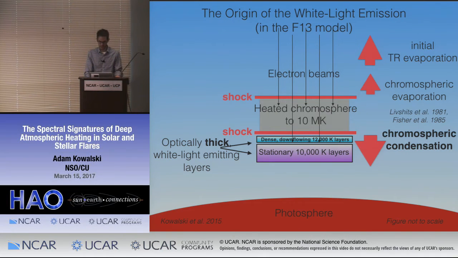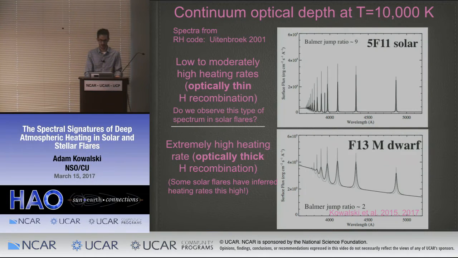I'll show you the prediction in a second, but I just wanted to compare the 5F11 model to the F13 model in the same wavelength region. So you can just look at the black curves here. This is from 3,500 angstrom to 5,200 angstroms. The 5F11 has very bright Balmer lines compared to the continuum, and a large Balmer jump ratio. The continuum is pretty flat.